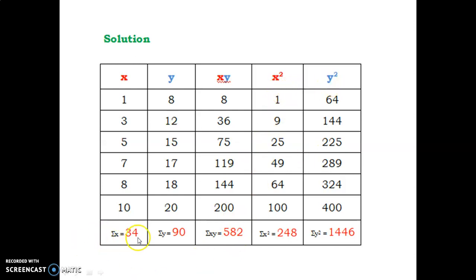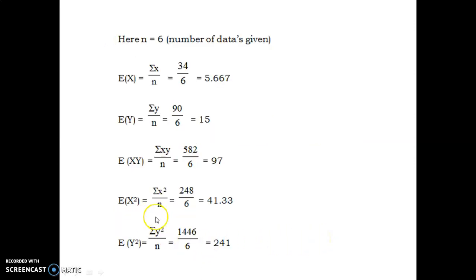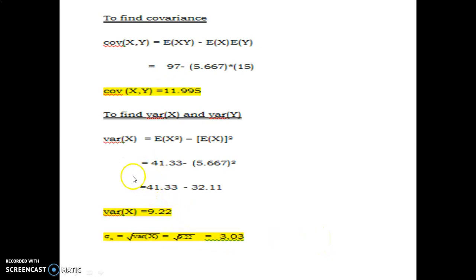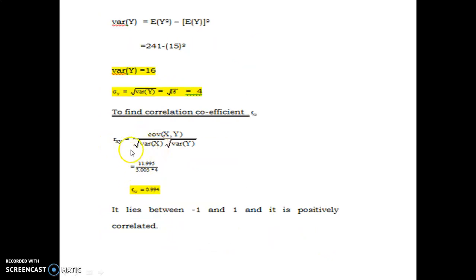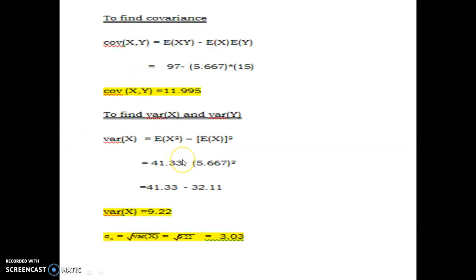Summation x is nothing but the total of the values of x. Summation y is the total of the values of y. Similarly, we have to find summation xy, summation x square and summation y square. Before applying the formula, the formula is Rxy equal to covariance of xy divided by square root of variance of x into square root of variance of y. So we need the value of covariance of xy, variance of x and variance of y.